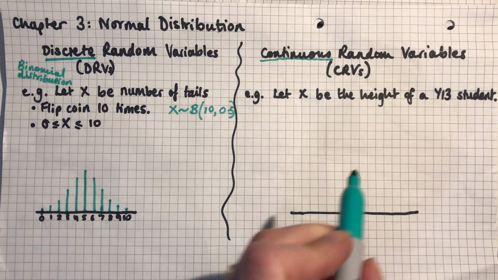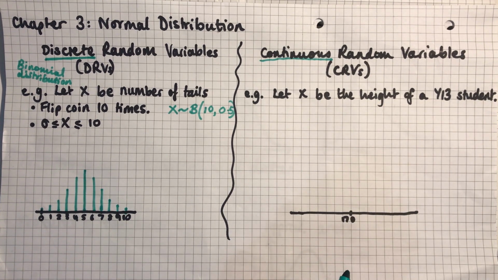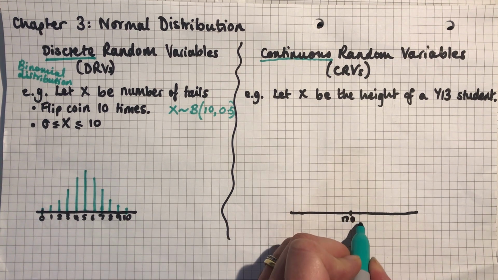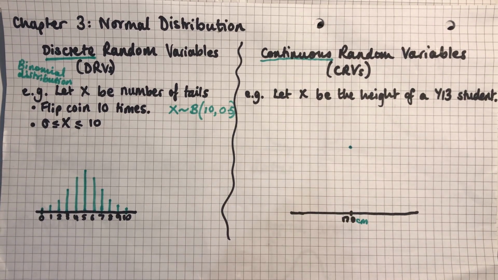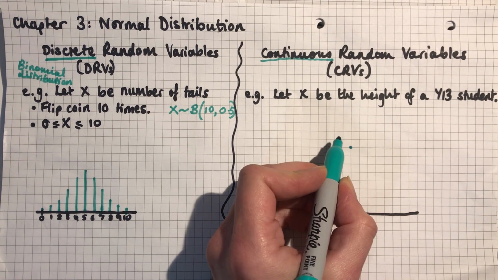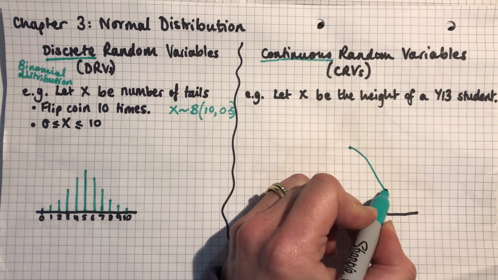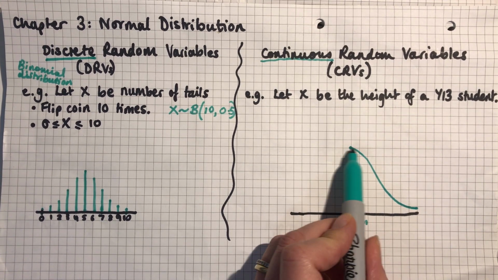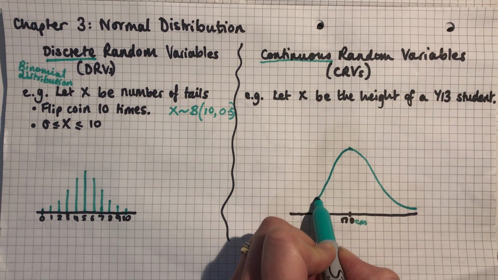So, for instance, here we might say, let our continuous random variable X be the height of a year 13 student. Now, I'm going to assume that the average height of a year 13 student is about 170 centimetres here. So if that's the case, I would expect most students to be around that height. And as we get taller, the probability of a student being of a certain height is much smaller. So we would find fewer and fewer students the taller we get, but similarly we would find fewer and fewer students the shorter we get.